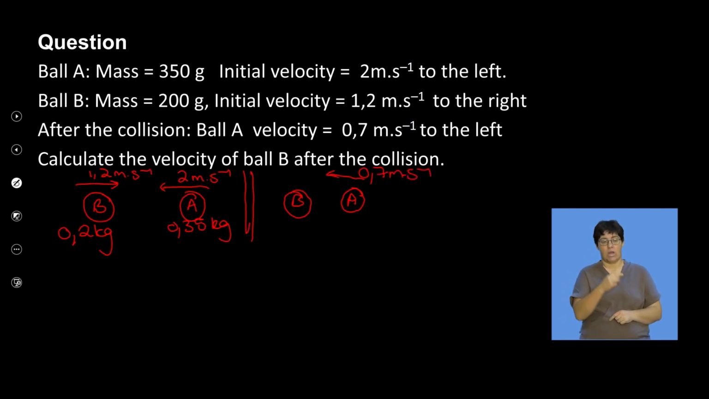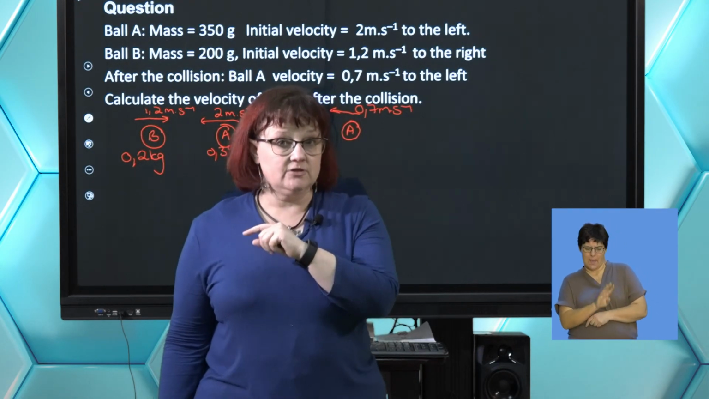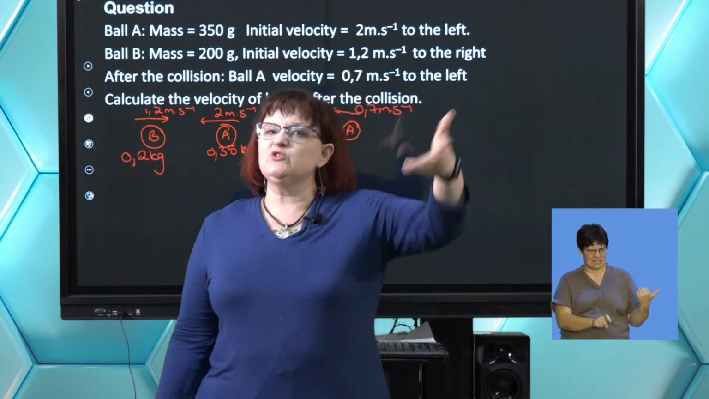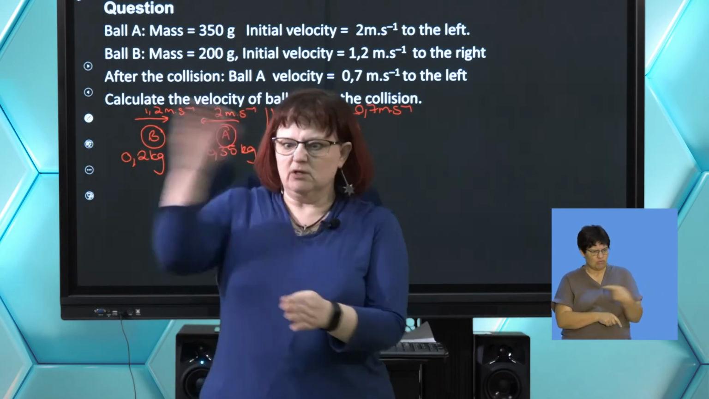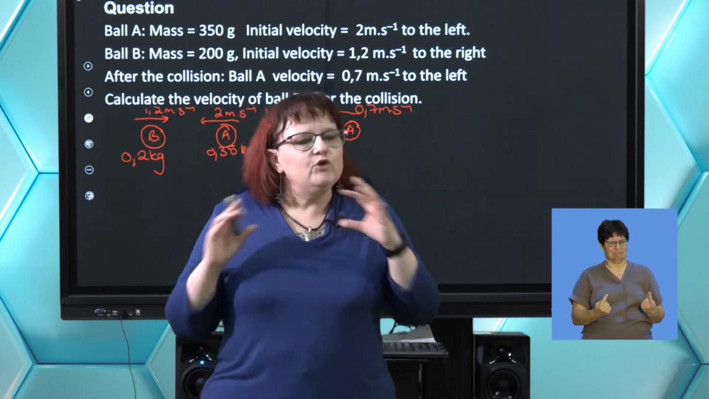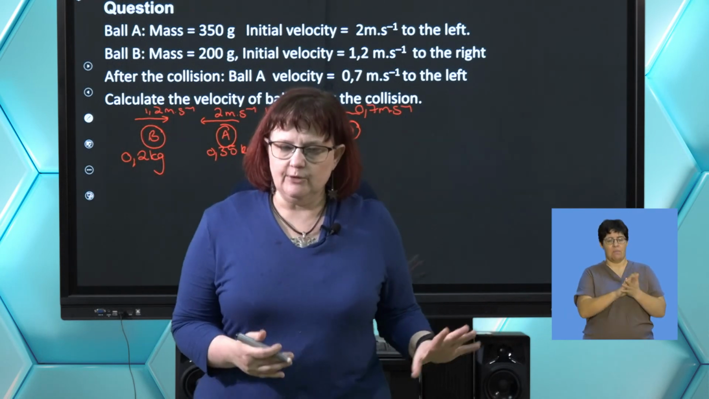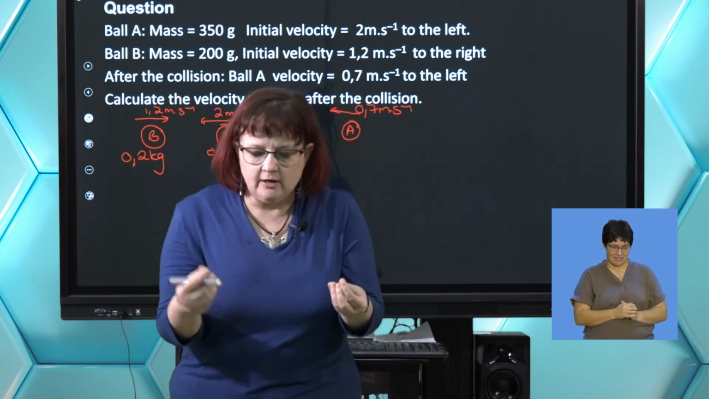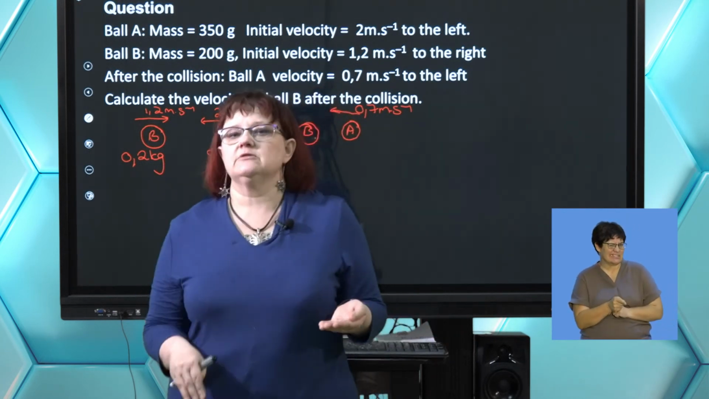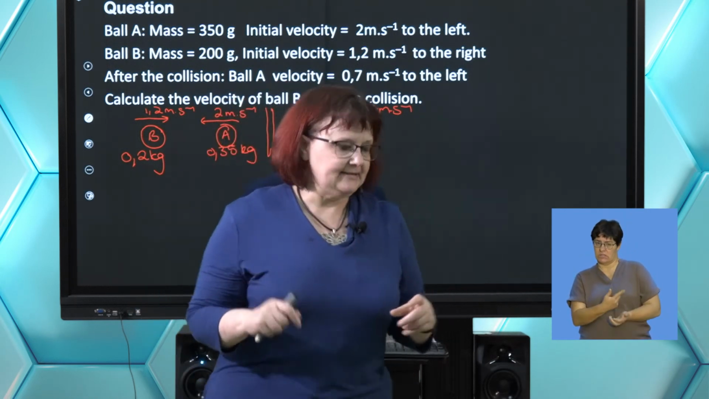I now look at this and go, logically, ball B should be going to the left. Ball B needs to change direction. For it to keep going to the right, somehow it's got to jump over ball A. Not going to happen. If you don't see that, it's okay. It'll work itself out in the question. But I'm looking at the problem and going, what do I expect in my answer? What do I think the velocity is going to be? Right.